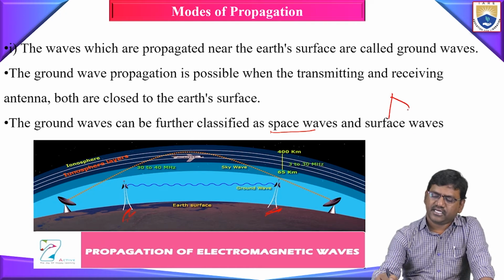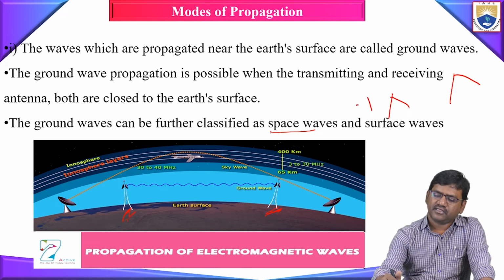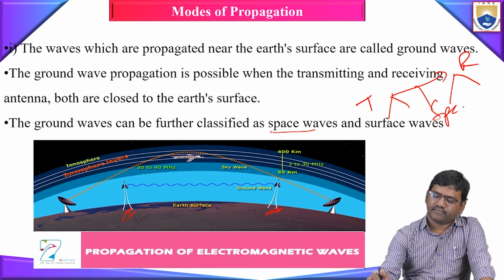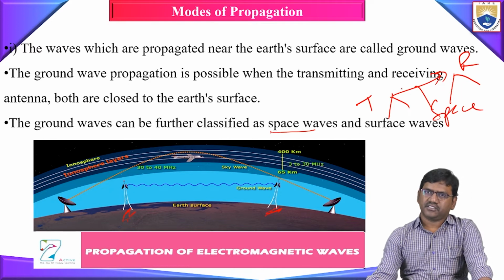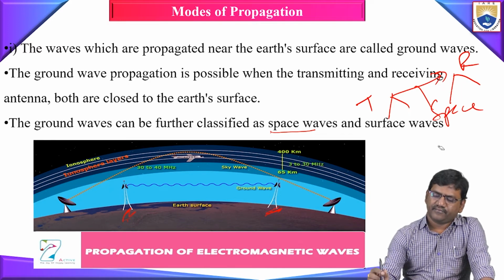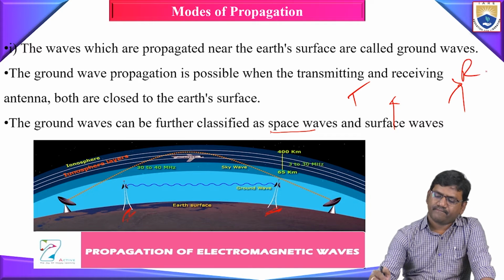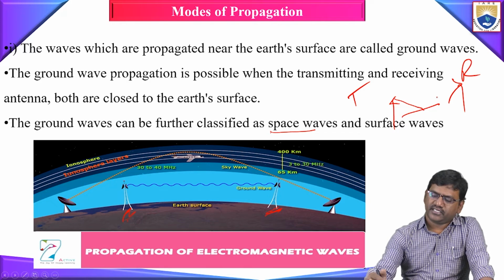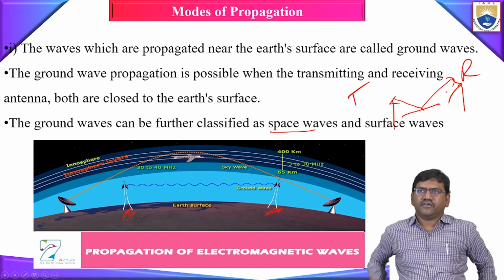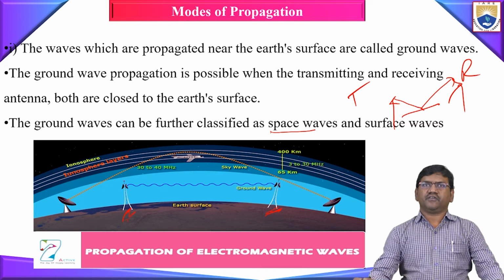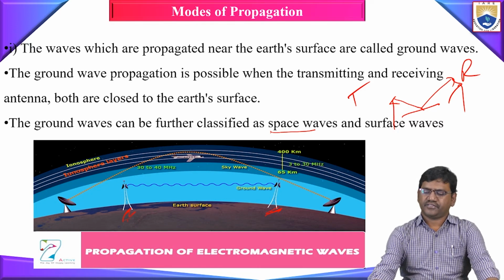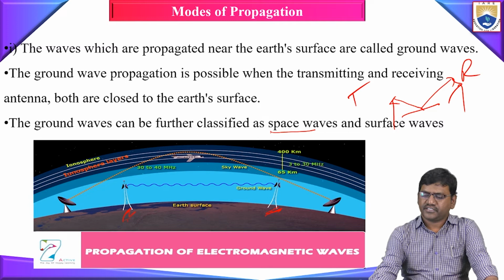So you can see here, this is the transmitting antenna, and this is the receiving antenna. This is a space wave traveling directly from the transmitting antenna to the receiving antenna. And some waves will touch the surface of the earth. These are reflected again to the receiving end. Such waves we call surface waves, or reflected waves, or ground reflected waves.